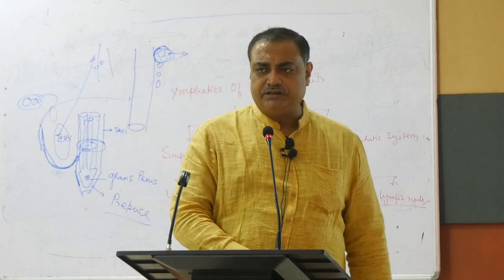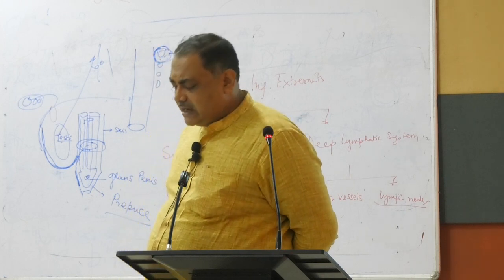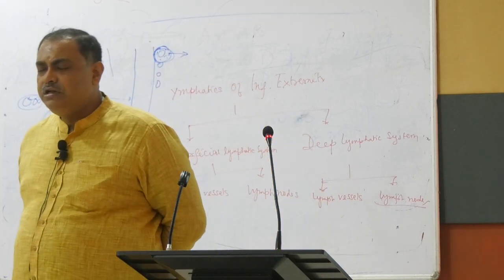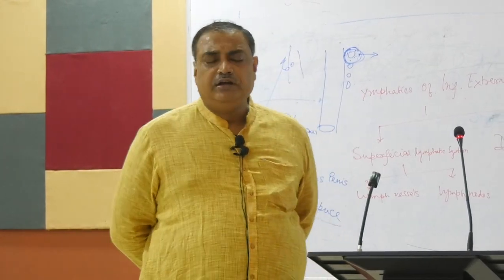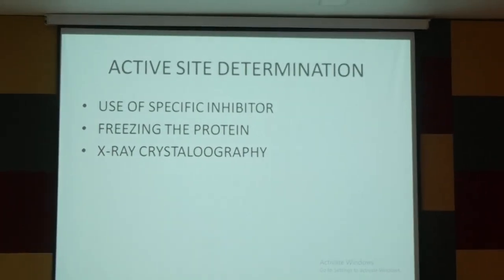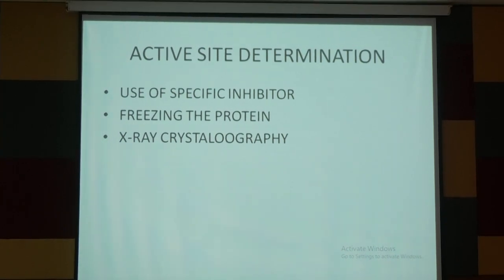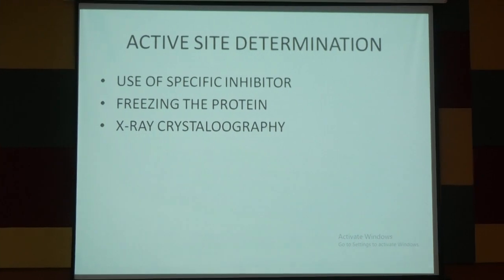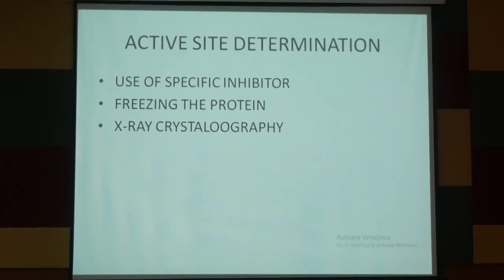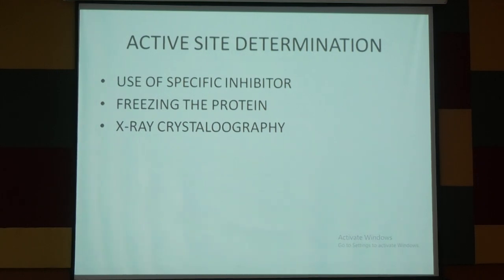Now, these are the three processes by which we can determine the active site of an enzyme. Till a few years back, this was a very favorite question for the university. Nowadays, they have shifted. For the last 2 years, this question has not arrived. But suppose this comes, then you should be able to answer it. I have mentioned here three processes by which you can find out the active site. Three procedures.